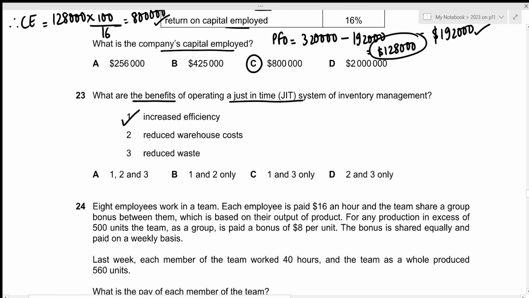The second one is reduced warehouse cost. Again, like I said before, we do not have to go through any storage cost because we will only be purchasing the inventory at the time of need, right? So this is also correct. Then the third one is reduced waste. Again, this ties up to my point being reduction in obsolete inventories as well, because we only purchase the inventories at the time of need, which means that we do not have to store inventory for a long time to the point where some inventories might be damaged. So that will definitely reduce waste as well. So the correct answer we're looking for will include 1, 2, and 3, which is given by option A.